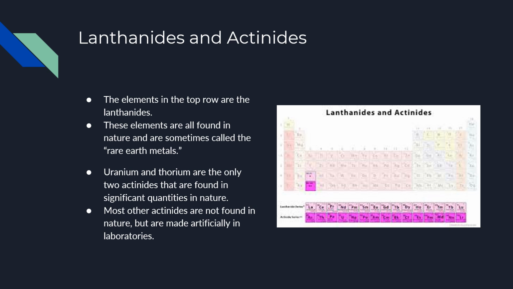So we have lanthanides and actinides. The elements in the top row are the lanthanides, and these elements are all found in nature and are sometimes called the rare earth metals. So this is the light pink in this image next to it. Then uranium and thorium are the only 2 actinides that are found in significant quantities in nature. Most other actinides are not found in nature, but are made artificially in laboratories. And that is going to be that dark pink, purple, magenta color. So lanthanides are the top of the bottom section, and actinides are the bottom.